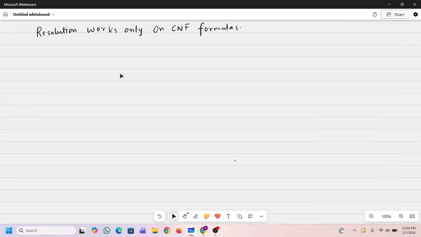So in the last class what we saw was the conversion to CNF formulas. Now what we are going to start is resolution. One thing that should be kept in mind is that resolution works only on CNF formulas. Okay, so now we are going to write the resolution algorithm. So what is the resolution algorithm?